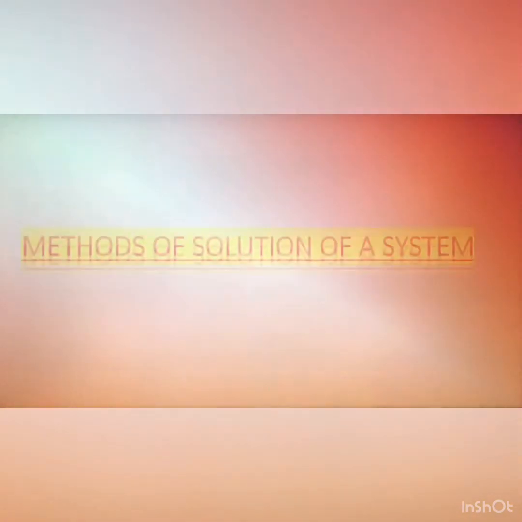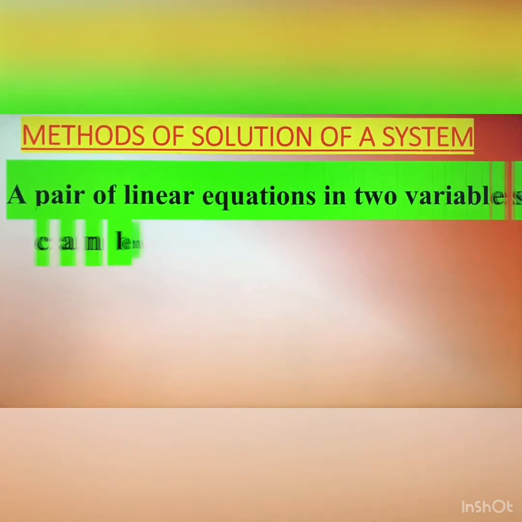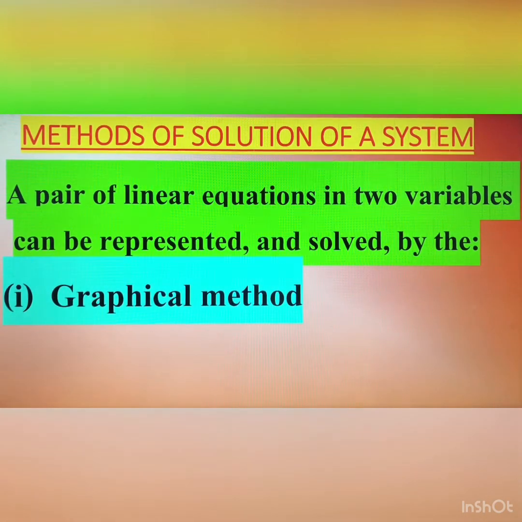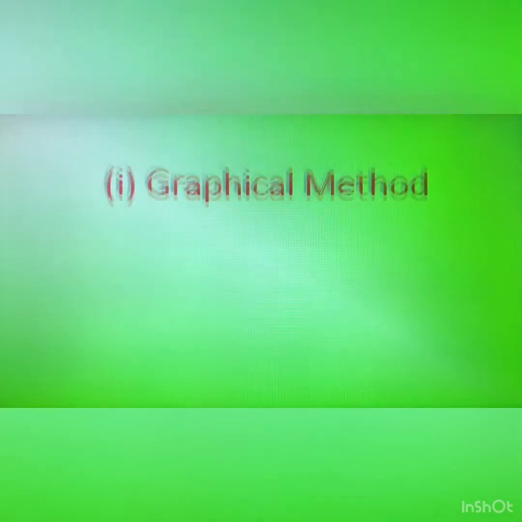So moving on to the next, methods of solution of a system. A pair of linear equations in two variables can be represented and solved by two methods. First one is the graphical method and second one is the algebraic method. We will discuss these methods one by one. First one is the graphical method.